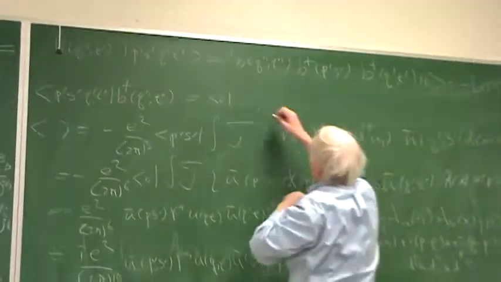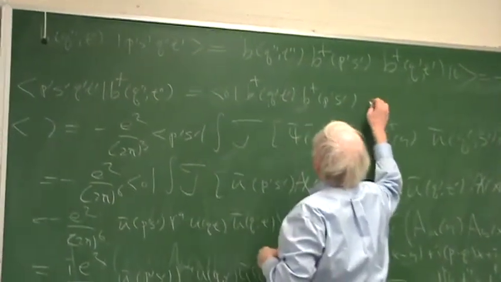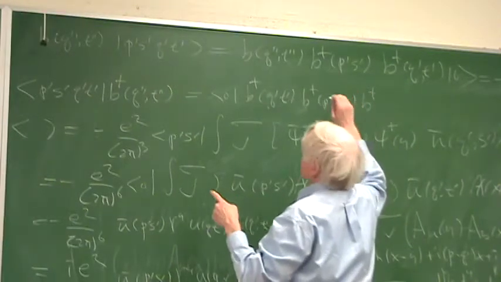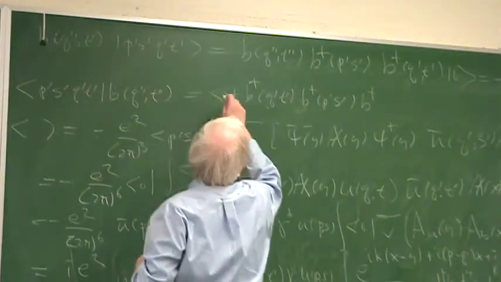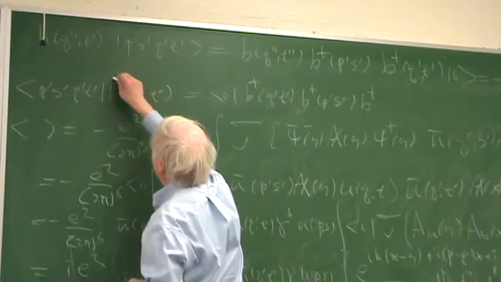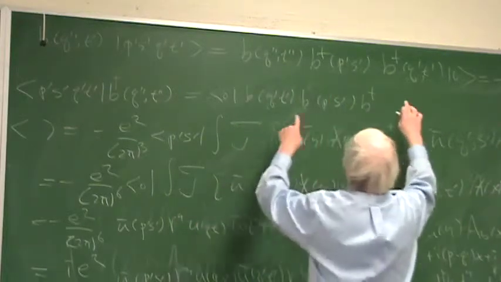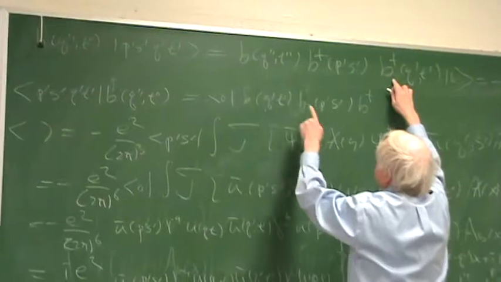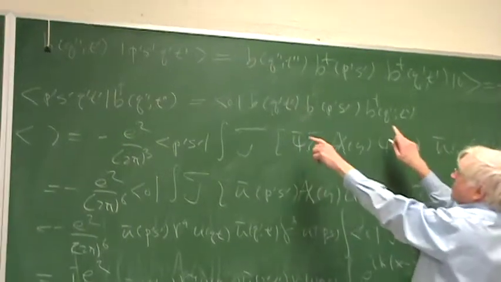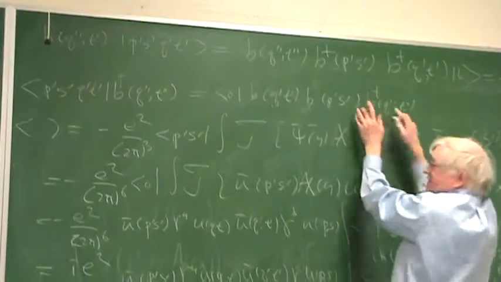So when you do it adjoint-wise, you have B dagger Q prime P prime, B dagger P prime S prime, and then B dagger, it's not B dagger here, it's B. No, wait, it is B dagger here. The other B's are, and yes, these were annihilation operators because I've taken the adjoint of this thing. So it's B dagger of B double prime, B double prime. Now the point is that we're going to use this delta function. And in order to get this delta function, we move this one across, and that gives us a minus sign.